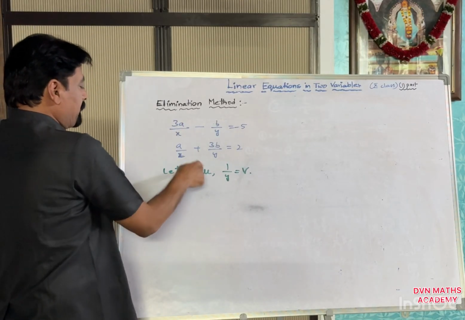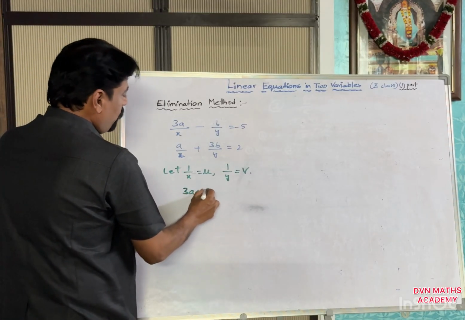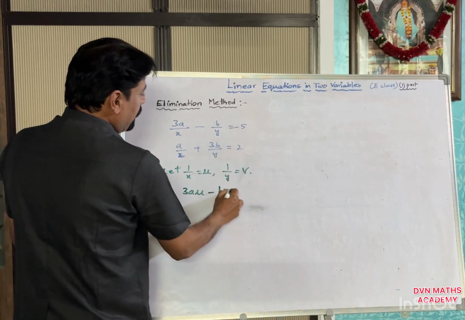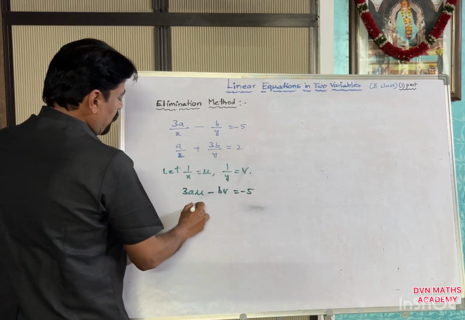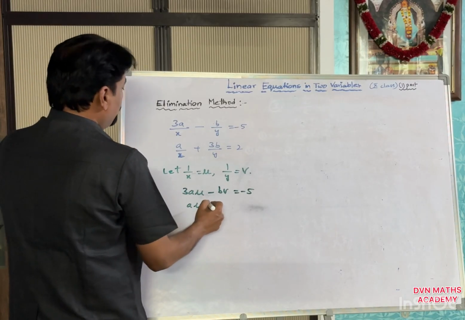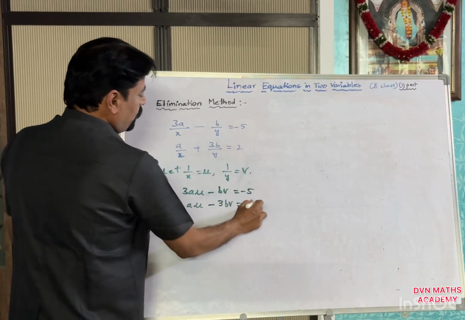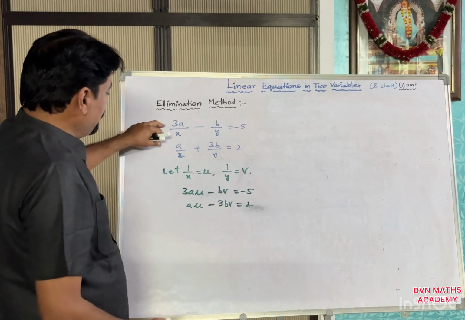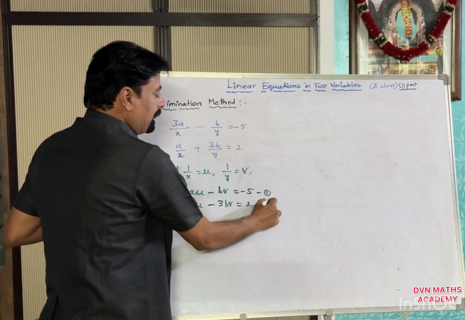So here 1 by x we write as u, so this becomes 3au minus, 1 by y becomes v, so this is bv, is equal to minus 5, and this will become au minus 3bv is equal to 2. According to 1 by x equal to u and 1 by y equal to v, these equations are converted like this. Now say this is equation 1 and this is equation 2.